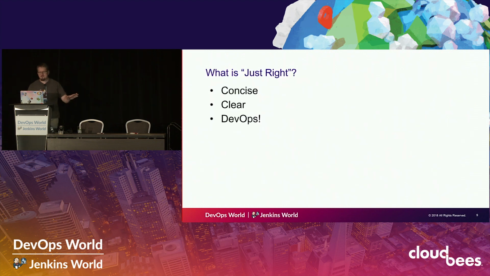So before we get into actually showing what I think is just right, let's try and agree on what we would describe as just right. I like to use the word concise because it means as short as you can reasonably make something while still being clear.